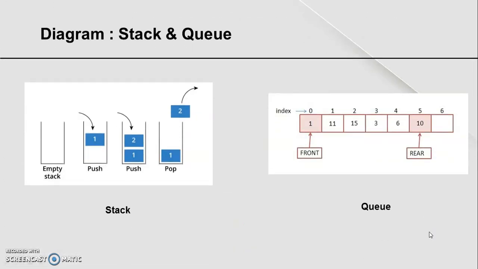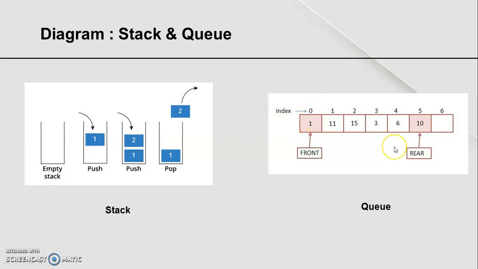So this is a diagram of stack and queue. We can see in the stack, first our stack is empty, then we have pushed or inserted 1, again we have pushed or inserted 2 into the stack. So 2 is at the top of the stack. So while performing any pop operation, 2 will be removed rather than 1.